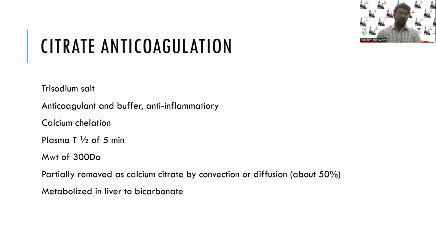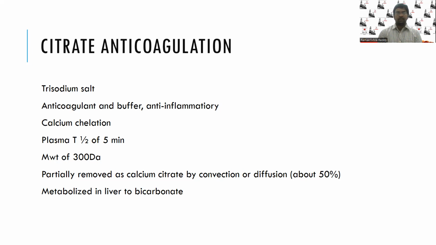Coming to another form of technique, that is citrate anticoagulation. It is usually available as a trisodium salt. So citrate has not only anticoagulant action, but it also acts as a buffer, and it also has anti-inflammatory action. How it acts as a buffer is, once citrate enters the systemic circulation, it is metabolized in the liver to release bicarbonate. This bicarbonate can neutralize, and because it's an alkali, it can tend to reverse the acidosis in a renal failure patient. So how does it work as an anticoagulant?